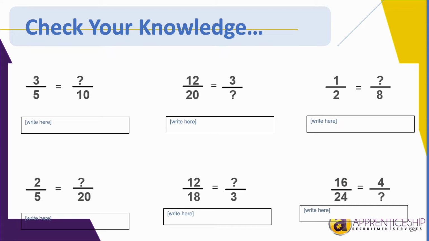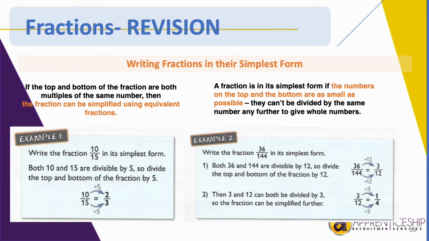So 3/5 would be the same as 6/10. Top and bottom times by 2. This has been divided by 4, so that gets divided by 4, which is 5. And a half has been times by 4, so the top gets times by 4. Okay, so like I said, simplest form.